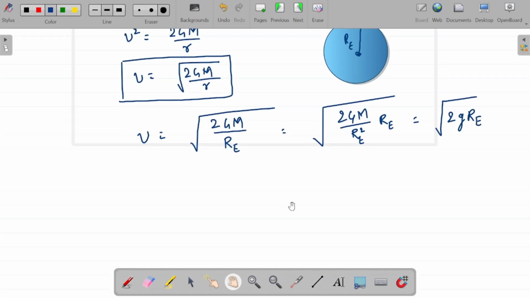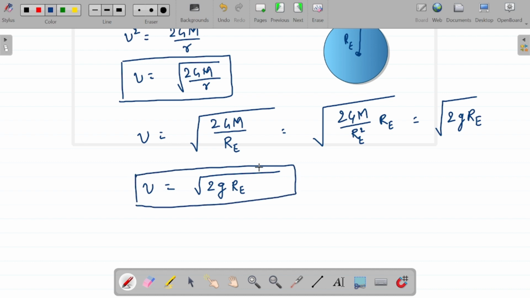So in simple way, we have the minimum speed required, or we can say the escape speed, is under root 2 into acceleration due to gravity into Re. This is the expression for escape speed. Now we can generalize the thing, and we can use the same expression for other bodies too.